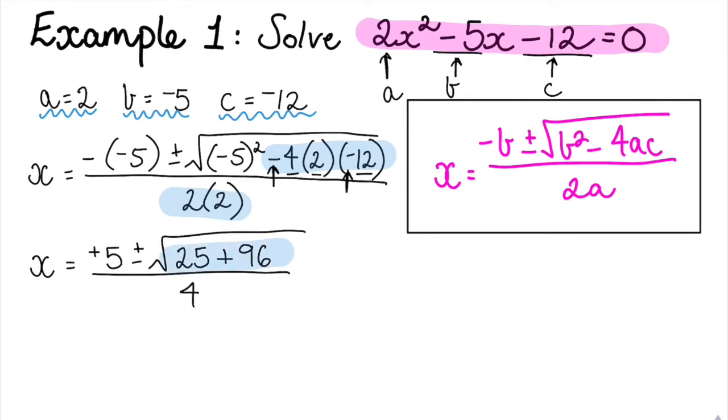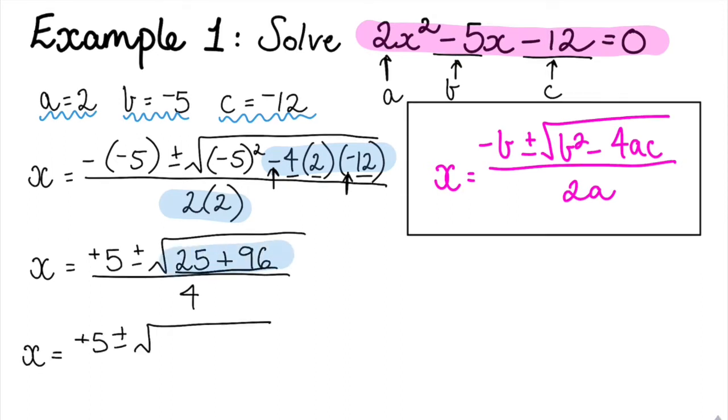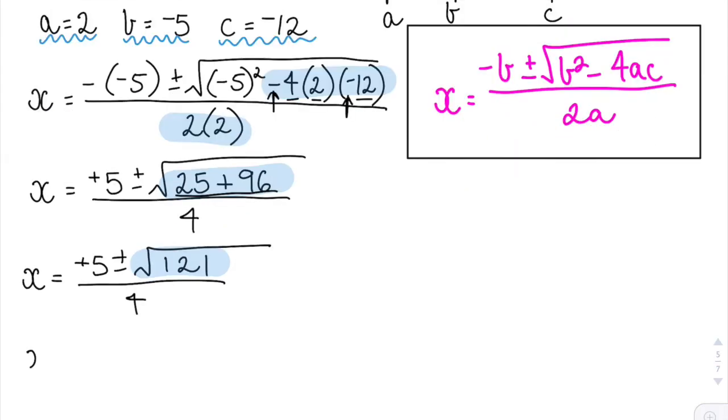Let's simplify the square root. 25 plus 96 gives us 121. And all of that's over 4. Simplifying again, the square root of 121 is 11, because 11 times 11 is 121. So let's go ahead and make that substitution. +5 plus or minus 11, all over 4.